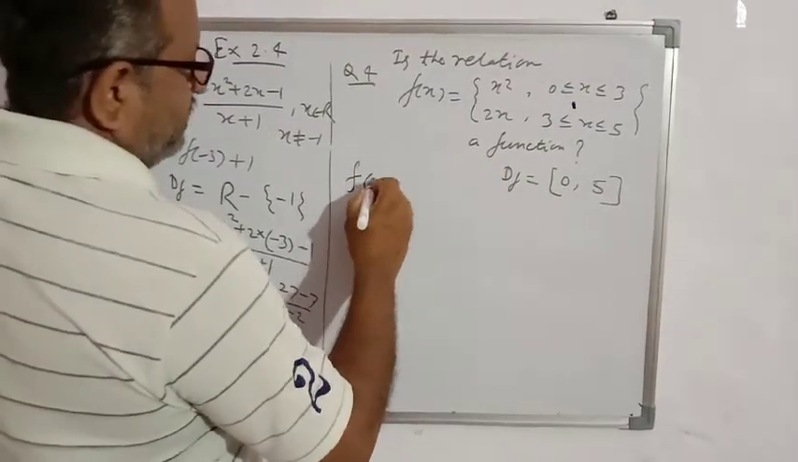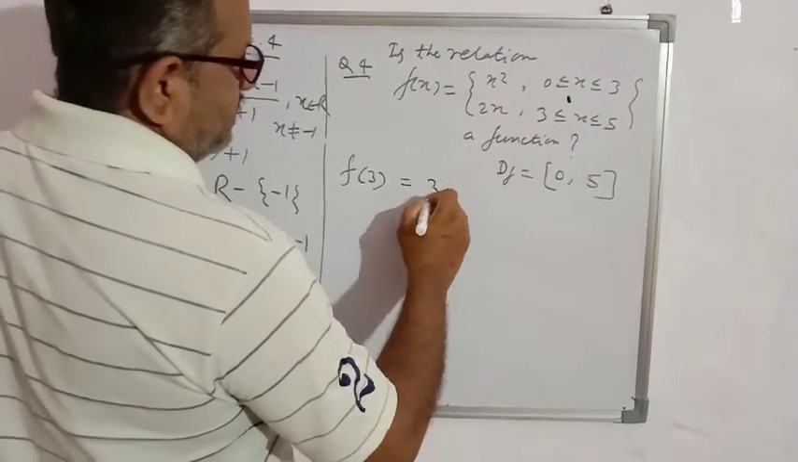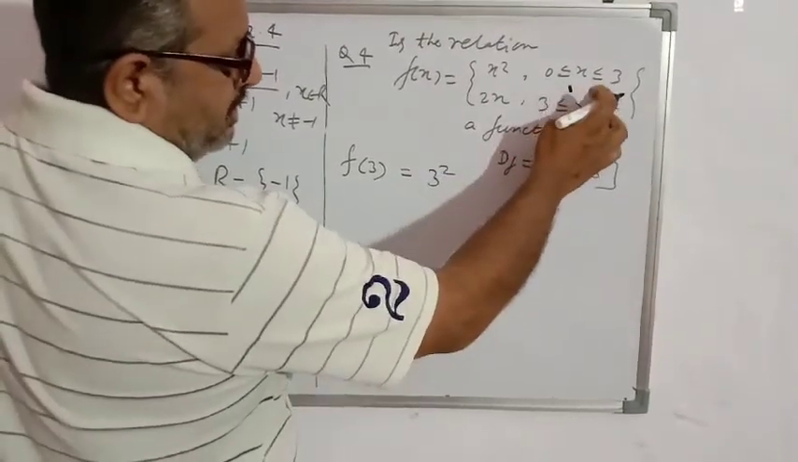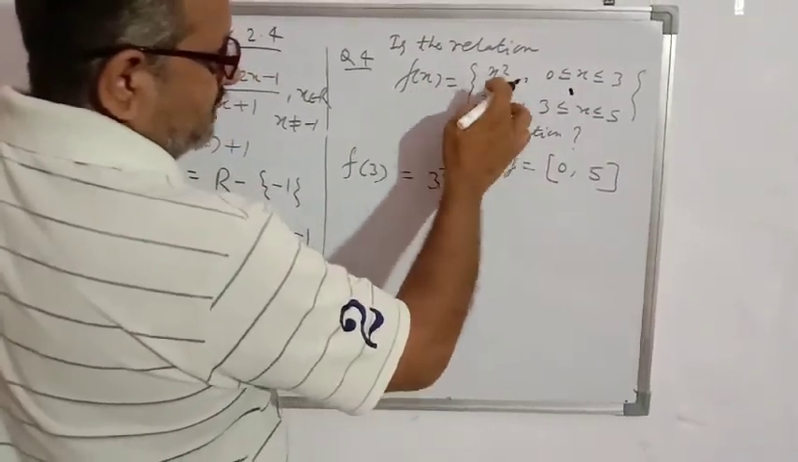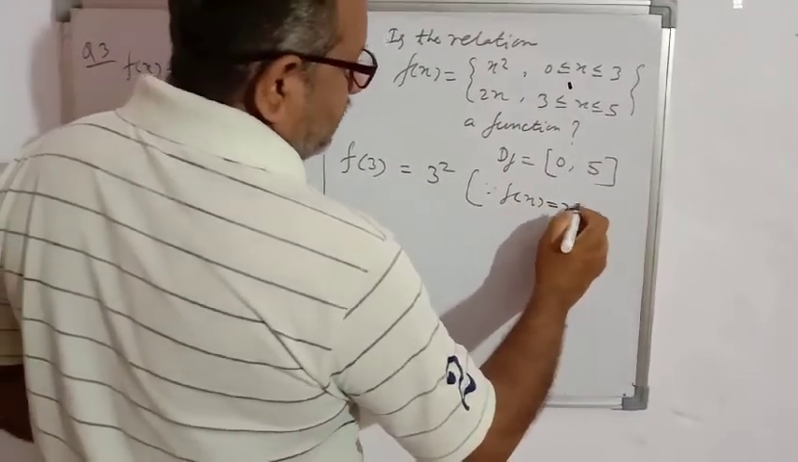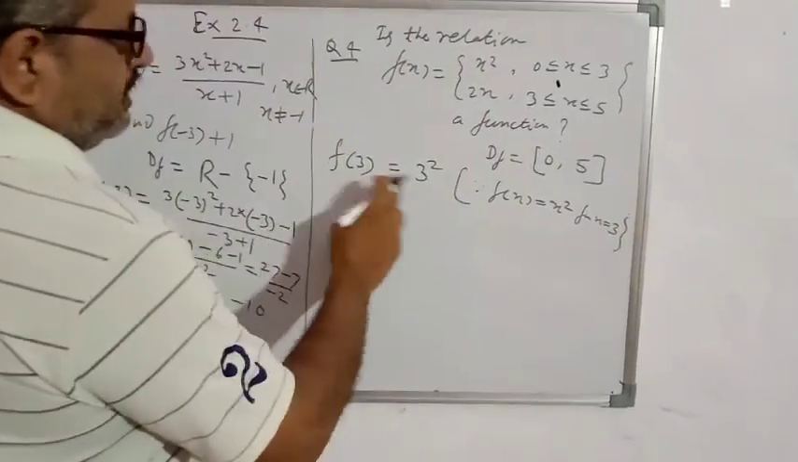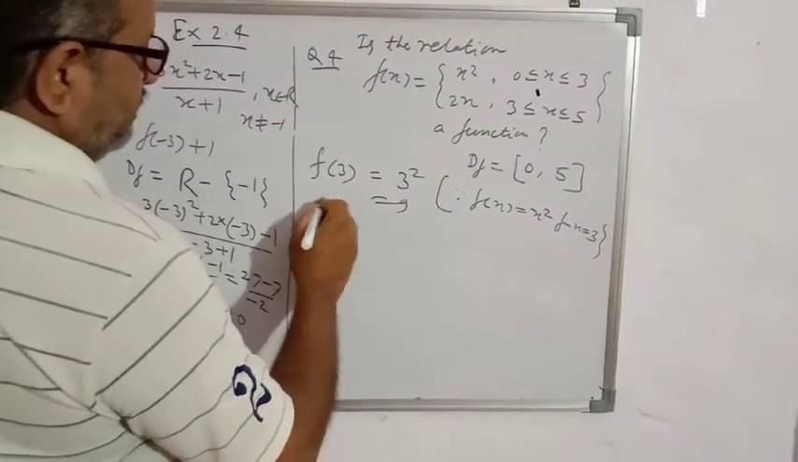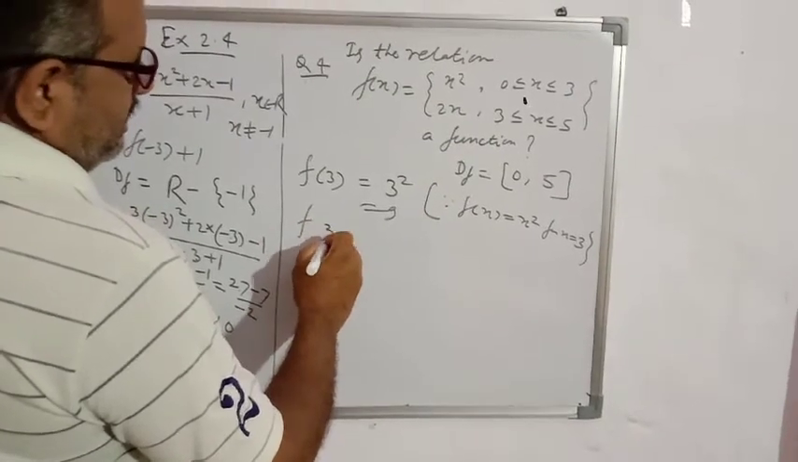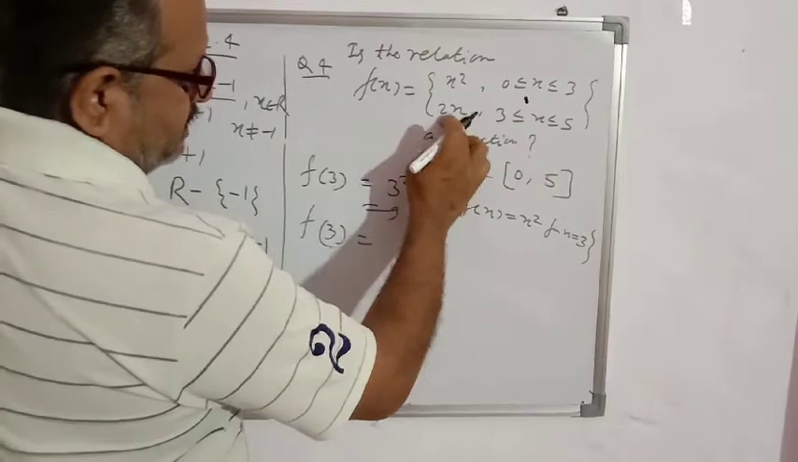Now check f(3). What will we write? 3 square, because for x less than or equal to 3, f(x) is equal to x square. Since f(x) is equal to x square for x equal to 3, f(3) is equal to 3 square, which is 9. And what is f(3) again? For 3 less than or equal to x, it is 2x.